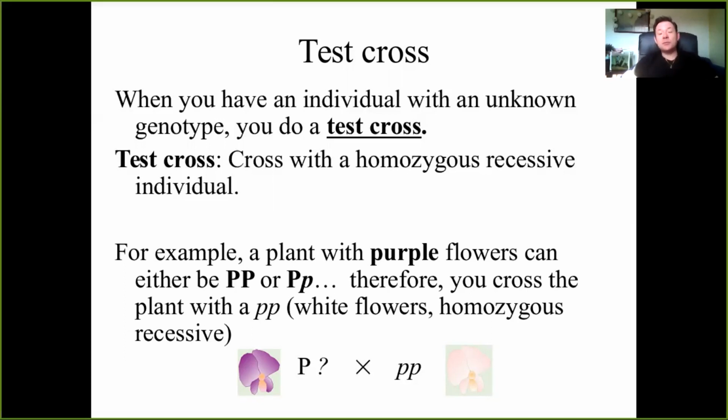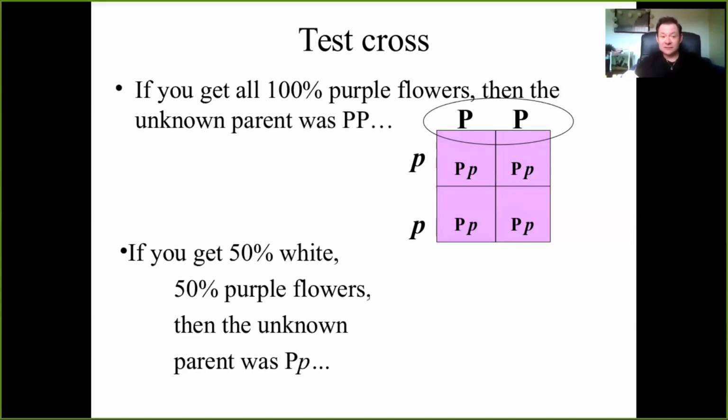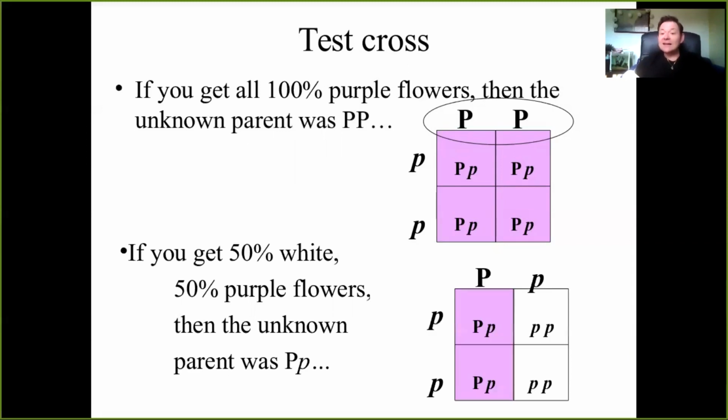If I cross it with a pure white, then if you get 100% purple flowers, the unknown parent was big P, big P. If you get 50% white, 50% purple, then the unknown parent was big P, little p. You get that, looking at the Punnett squares? So you basically make the organisms, you count the phenotypes, you create a Punnett square, you work out the genotypes.